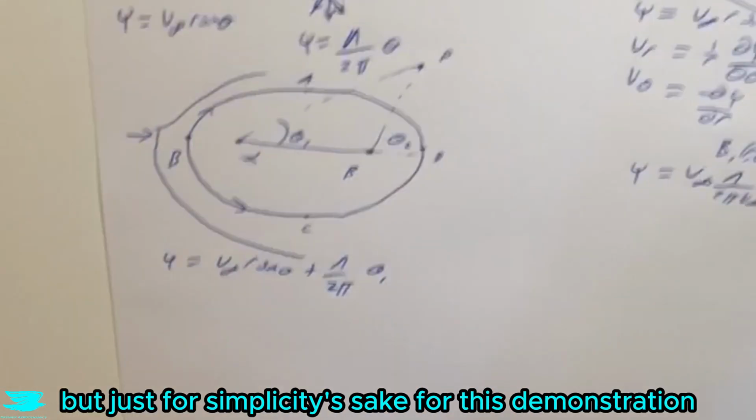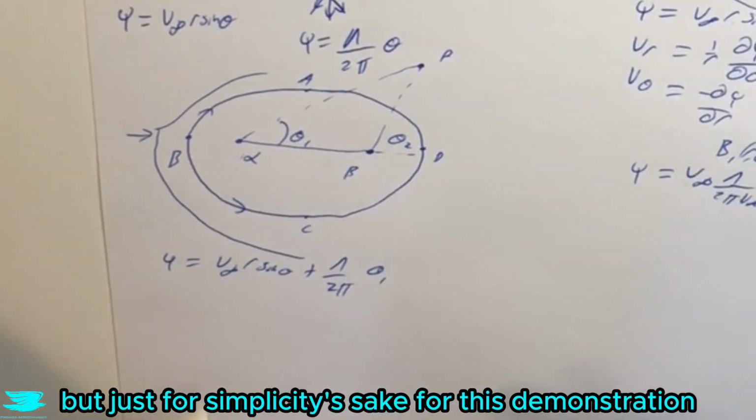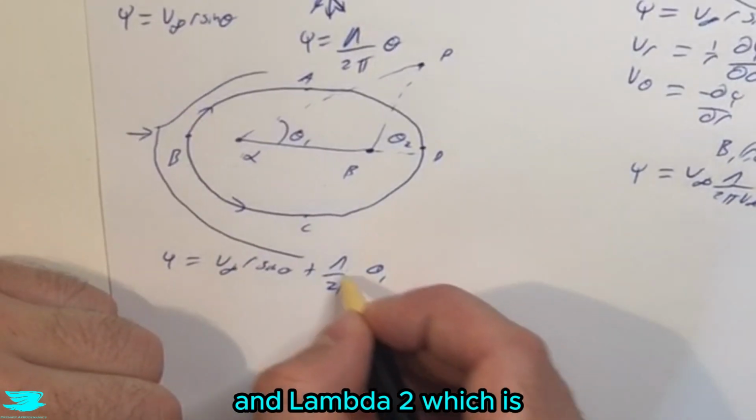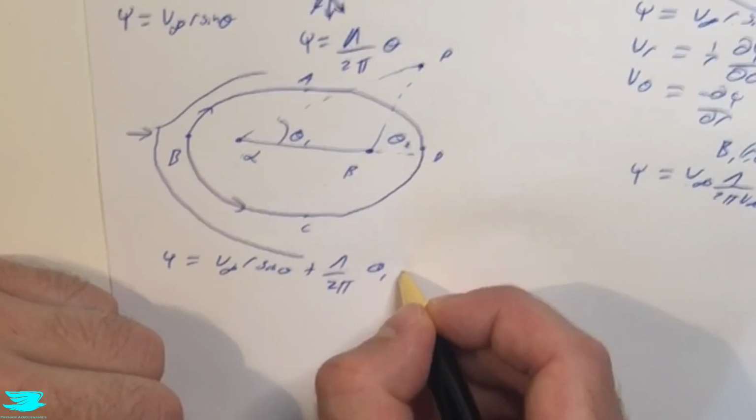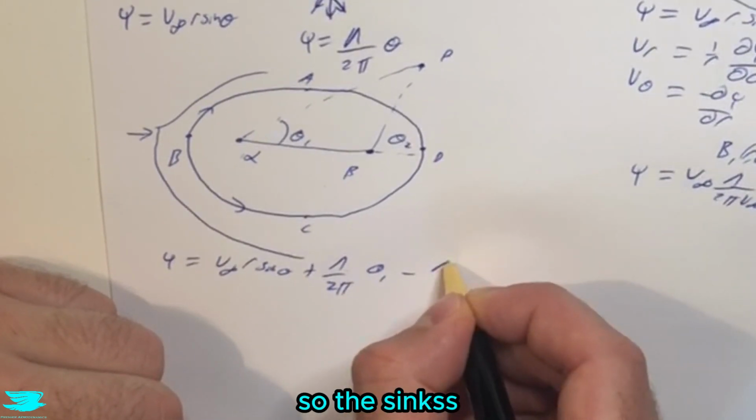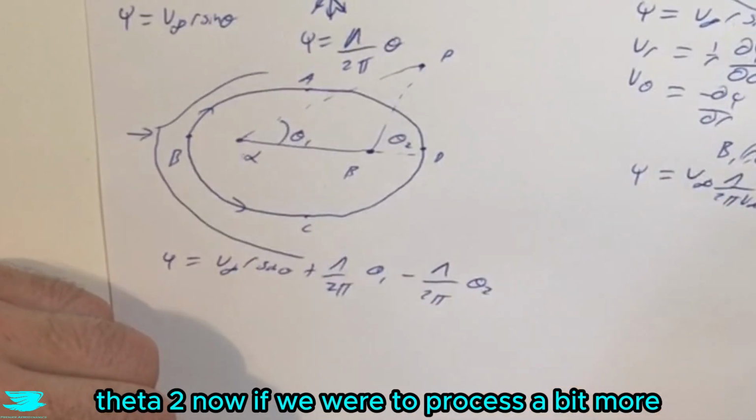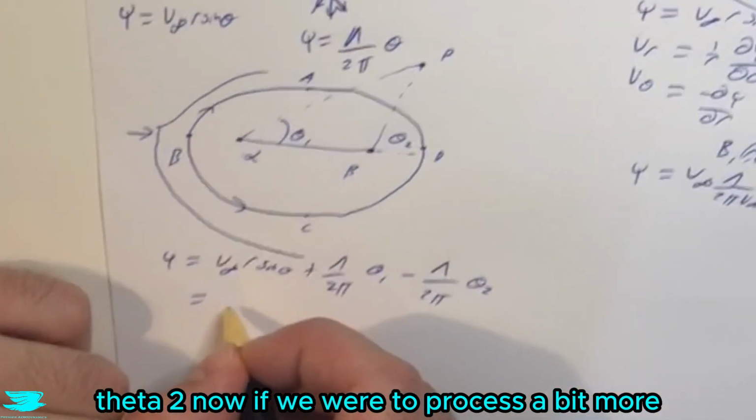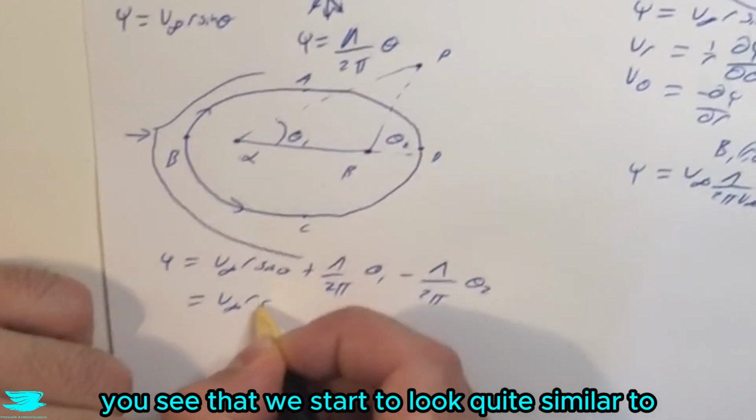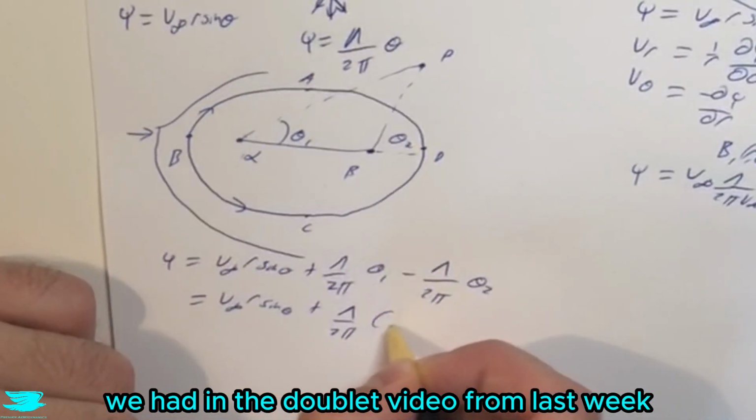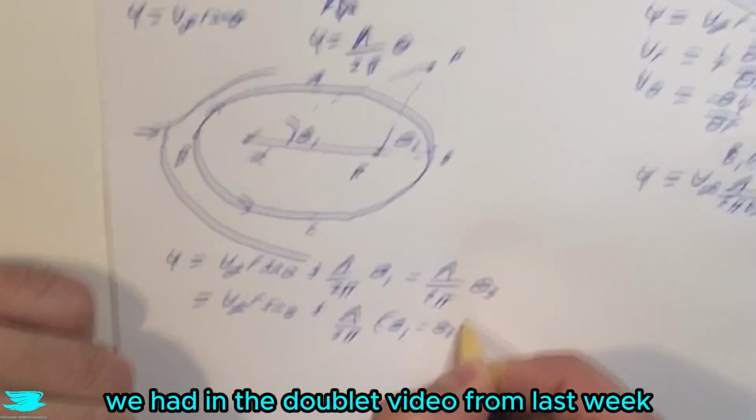Now let's say that the source's and the sink's strength lambda is equal and opposite. It doesn't have to be, but just for simplicity's sake for this demonstration, let's just put that. But again, you can put it as lambda 1 if you like, and lambda 2. Let's just call it the same thing for now. So the sink's contribution to the stream function is lambda on 2 pi θ2. Now if we were to process this a bit more, you'll see that it will start to look quite similar to what we had in the doublet video from last week.